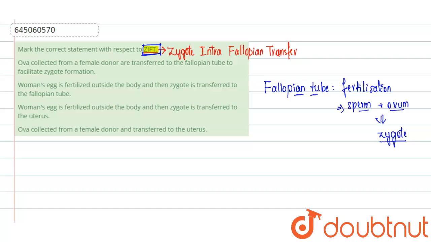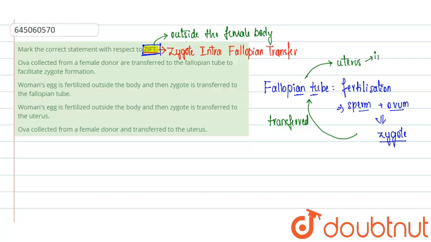So what this procedure does here, the zygote will be formed artificially outside the body of the female. That is, the sperm and ovum are fertilized outside the female's body. And this zygote that is formed outside the female's body will now be transferred to the fallopian tube. And from the fallopian tube, the cleavage division starts and the pre-embryonic stages of the fetus will now reach the uterus for implantation. Now let us see the different options that are given over here.